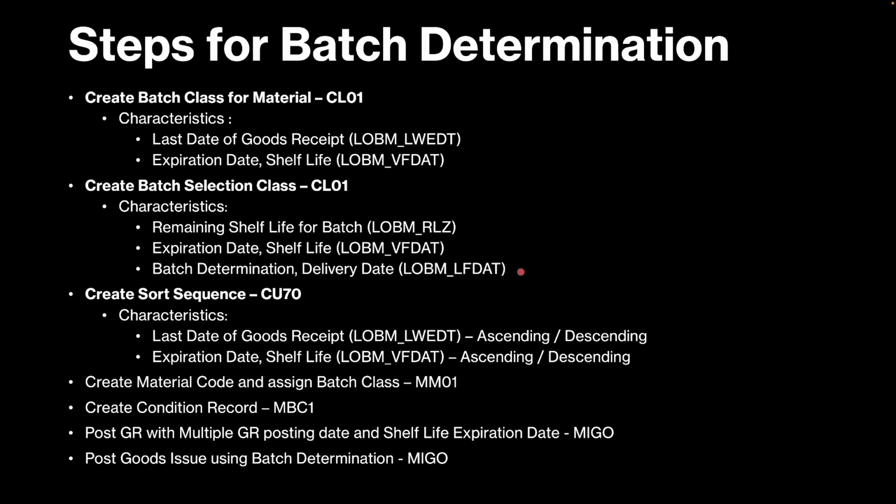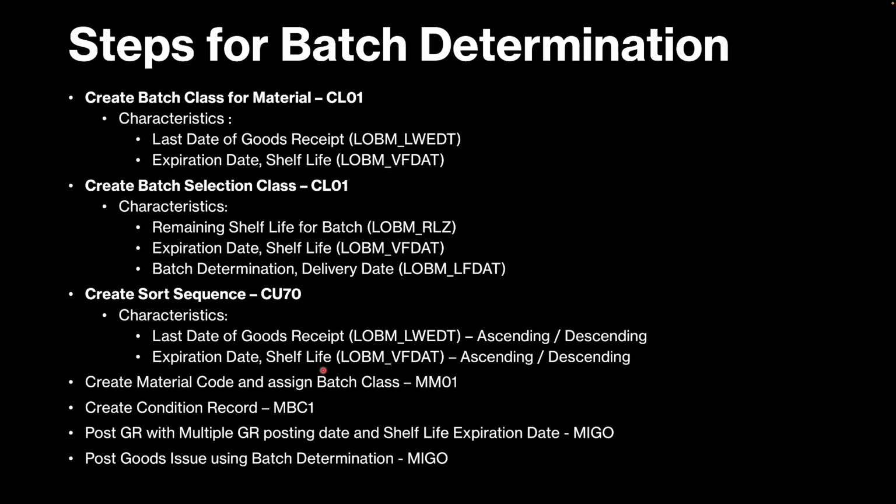Now once you have created these two classes, you need to create the sort sequence, that is, the sequence in which the batches are to be sorted. The T code for creation of classes is CL01. And once you have created these two classes, you will need to create the sort sequence. The T code will be CU70, and here you will use these two characteristics, that is, last date of goods receipt and expiration date shelf life.